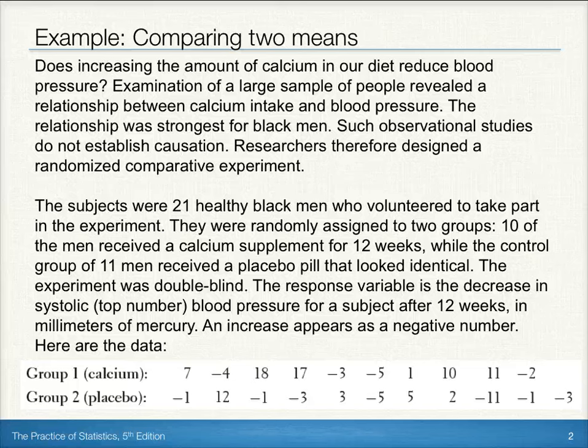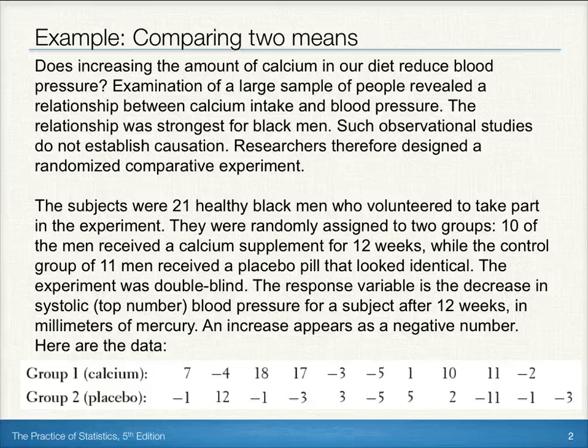Researchers therefore designed a randomized comparative experiment. The subjects were 21 healthy black men who volunteered to take part in the experiment. They were randomly assigned to two groups. 10 of the men received a calcium supplement for 12 weeks, while the control group of 11 men received a placebo pill that looked identical.